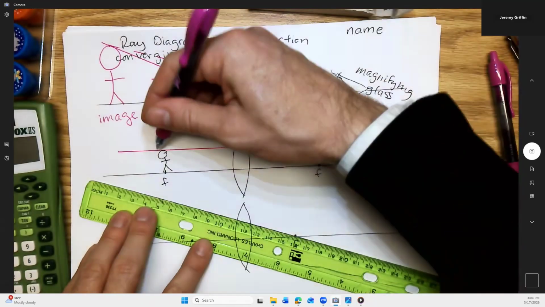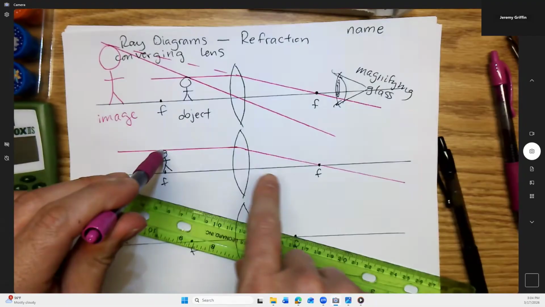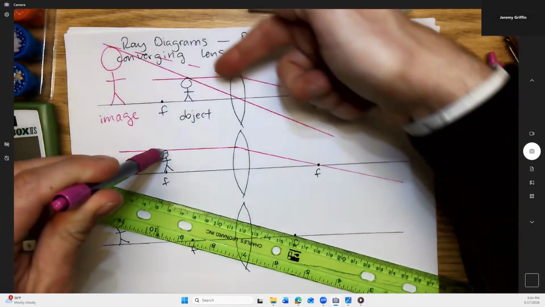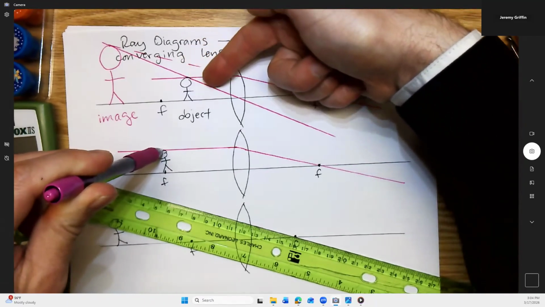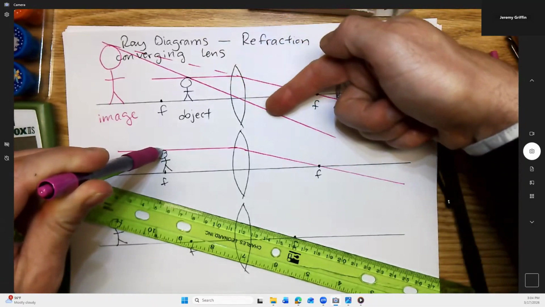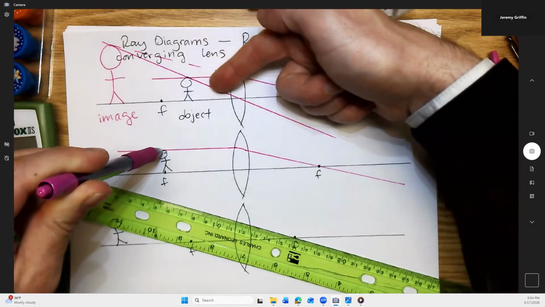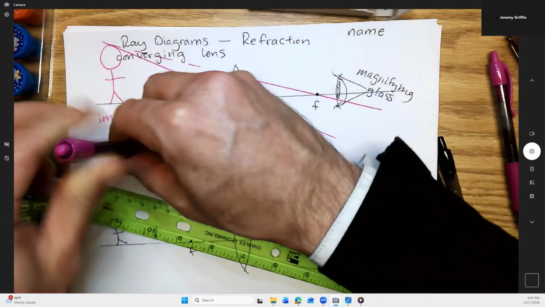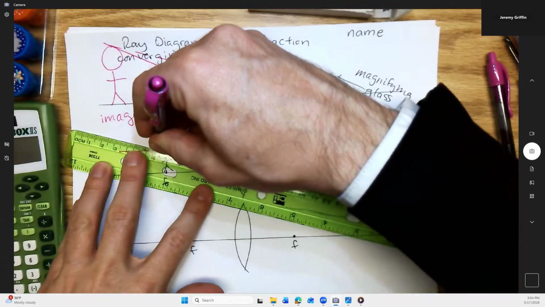Then go from the top of his head. And what was the last line we drew on the first one? Top of his head to where? The center of the lens. Remember that? That line pretty much just goes straight. Just straight here. Okay. So same story here. Just go straight through the center of the lens.